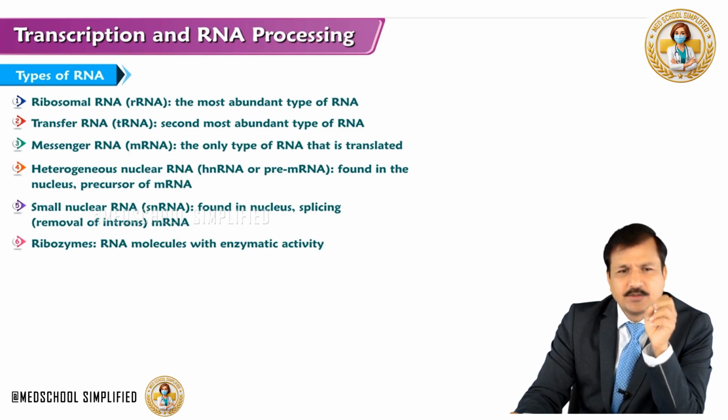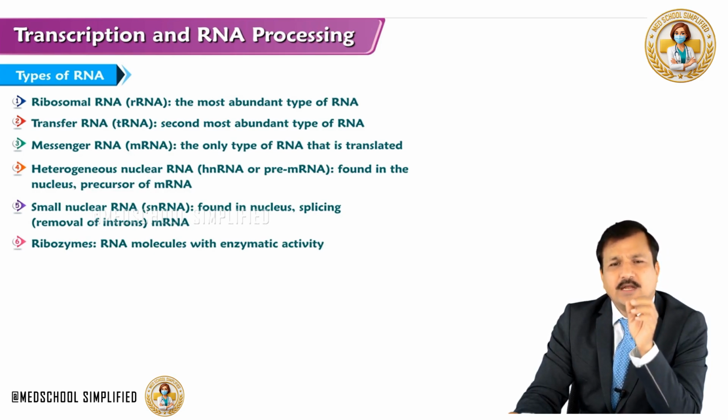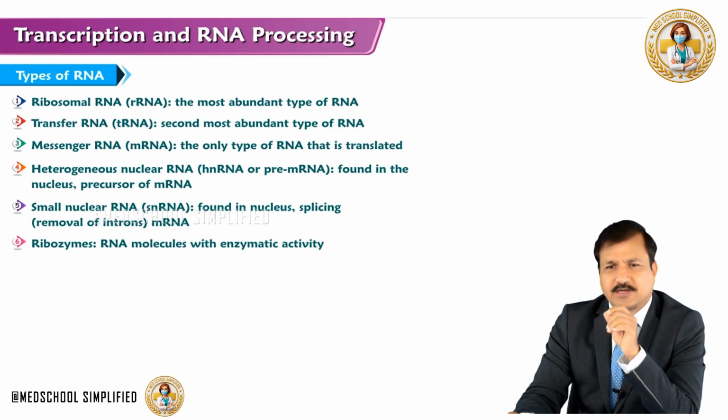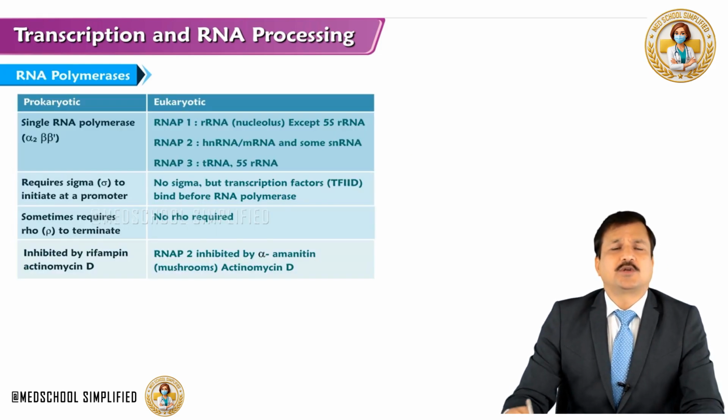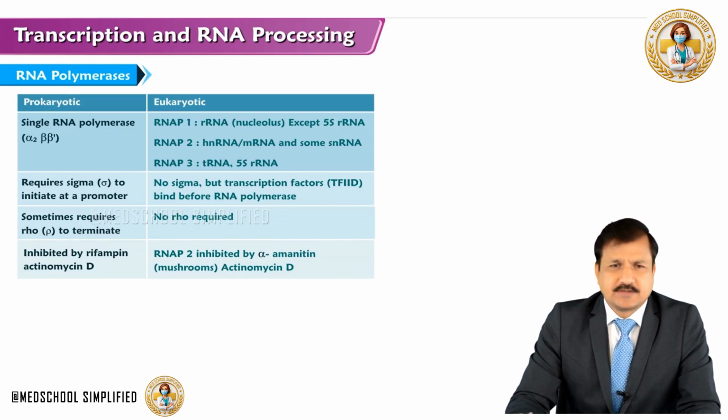Now coming to the ribozymes. Ribozymes are RNA molecules with enzymatic activity, and they are found in both prokaryotes and eukaryotes. And these are the different types of RNAs. Now let's move on to see RNA polymerases.